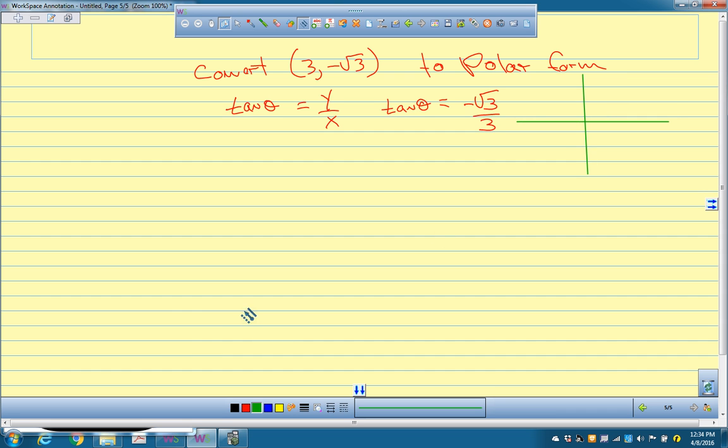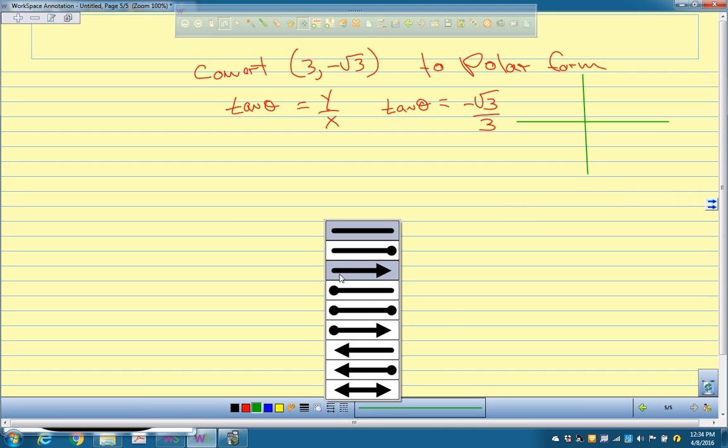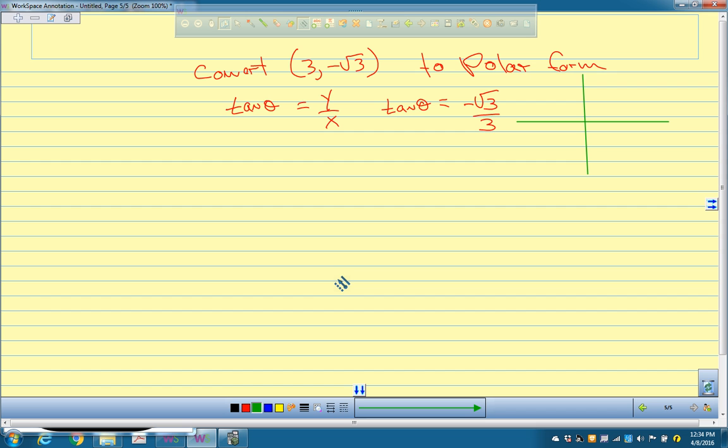Goes pi over 6. 2 pi over 6. What? Is it 5 pi over 6 or 4 pi over 6? Negative 4 pi over 6. Down here. Oh, yeah. It's down here.